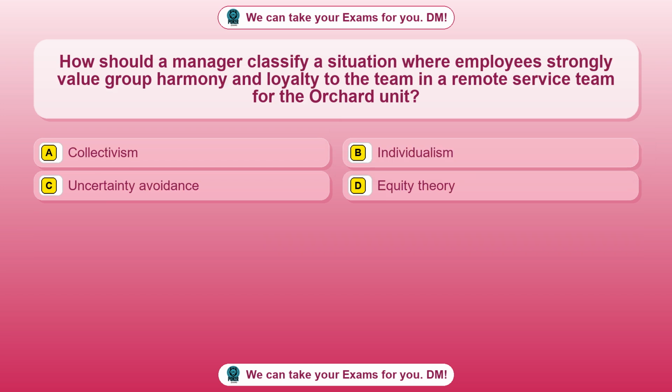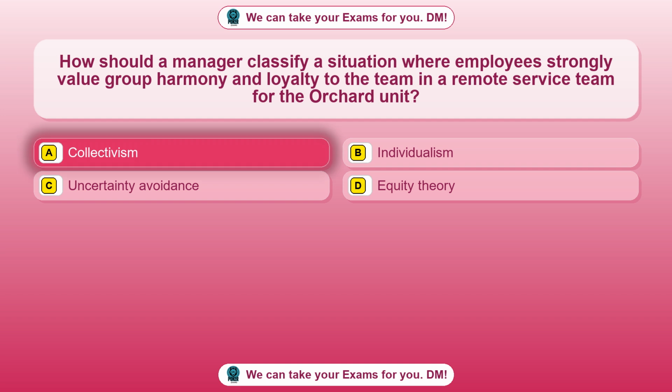Question 62. How should a manager classify a situation where employees strongly value group harmony and loyalty to the team in a remote service team for the Orchard unit? Option A, collectivism. Option B, individualism. Option C, uncertainty avoidance. Option D, equity theory. The correct answer is option A, collectivism.